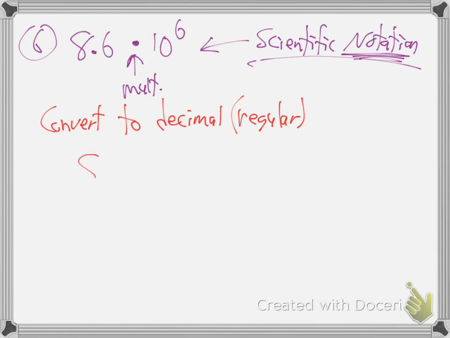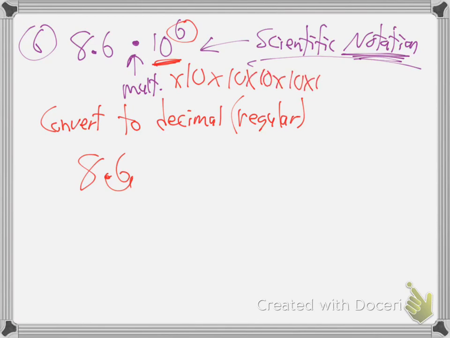Any ideas? I'm going to take the 8.6, and what's that 10 to the 6 going to do? What happens when you multiply a decimal number by 10? Where does the decimal go? One spot. And what if I go times 10 again? Another spot. 10 to the 6th power is just 6 of these: times 10, times 10, times 10, times 10, times 10, times 10. It's just 6 of them, isn't it? So every one of those 10s is going to move the decimal one place.